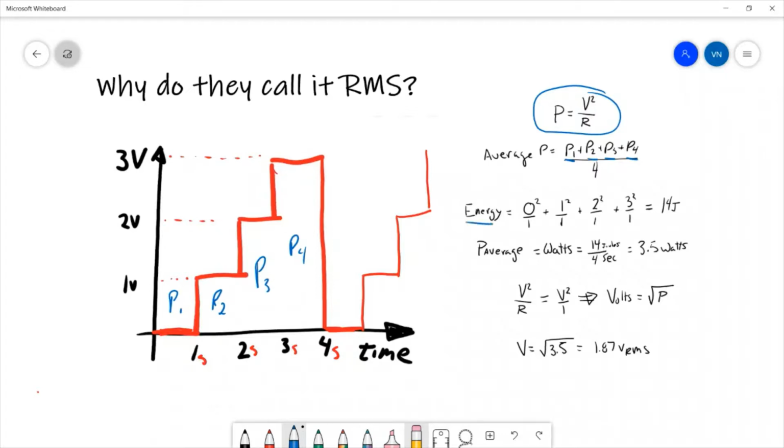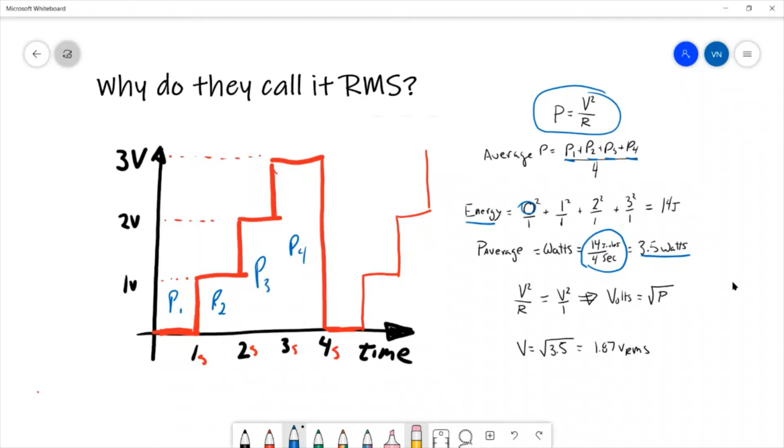Let's figure out the total energy that's dissipated in these 4 seconds. We take 0 squared over 1 plus 1 squared over 1 plus 2 squared over 1 plus 3 squared over 1. That comes out to 14 joules of total energy. Power is energy per second, or joules per second. So to figure out the average power, we would take those 14 joules and divide it by 4, and that would give us 3.5 joules per second, which is watts.